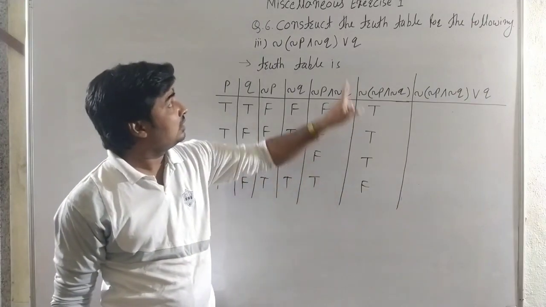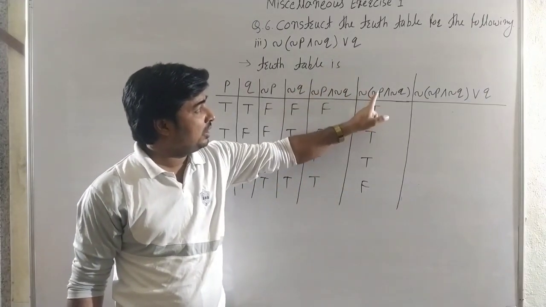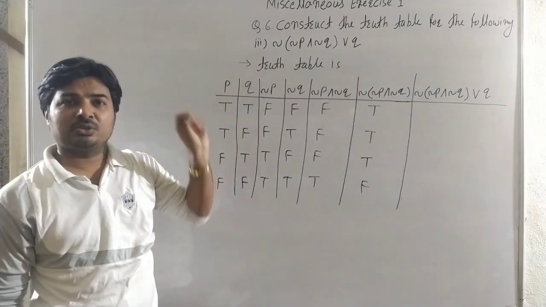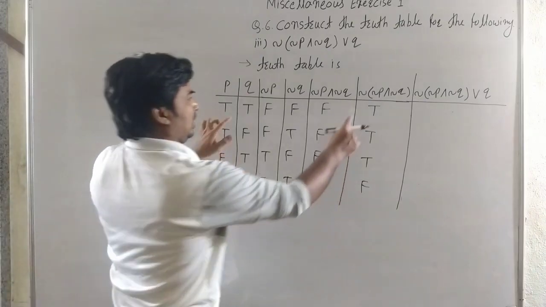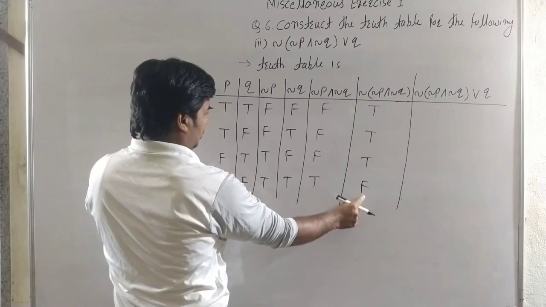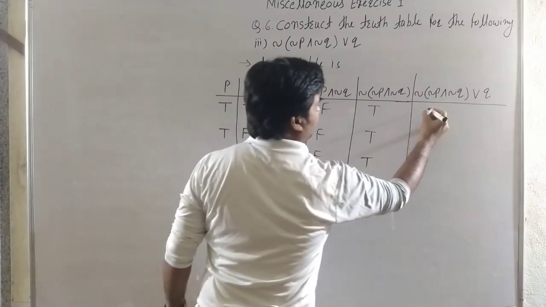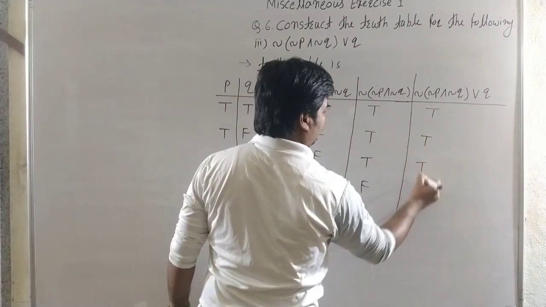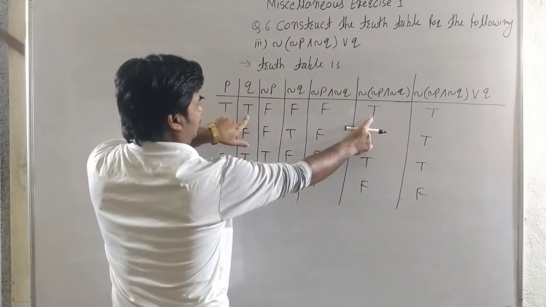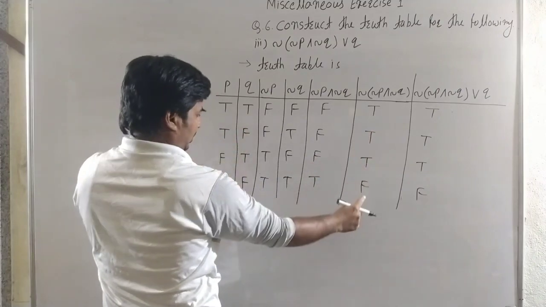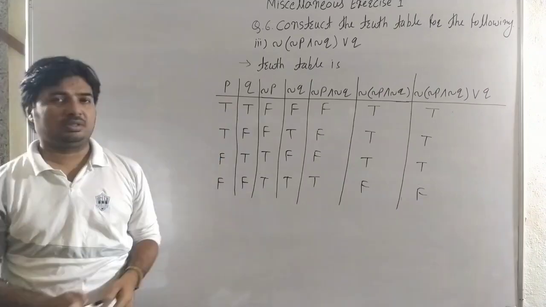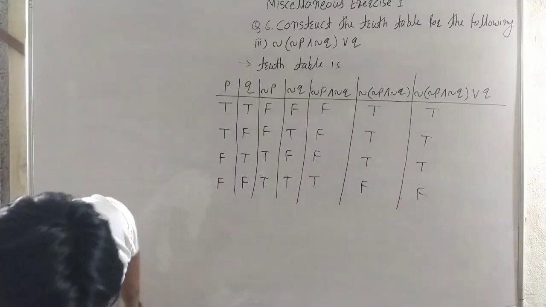Now we want to find the OR of negation of P and negation Q, or Q. In the OR, if at least one is true, then the truth value is true. Here it is true, true, true, and last only it is false. Here it is Q and it is this statement. Here true, true, true, and last false, false, both are false, then the result is false. Okay, see carefully this. Now we see the next example.